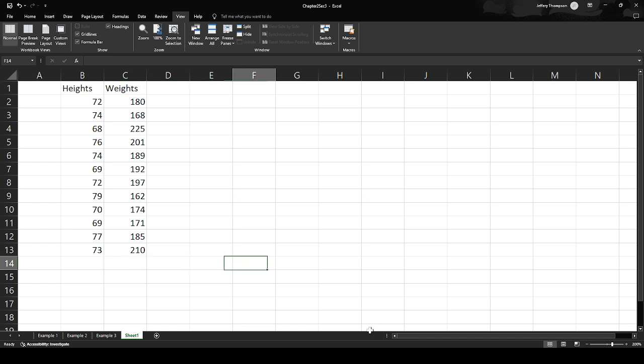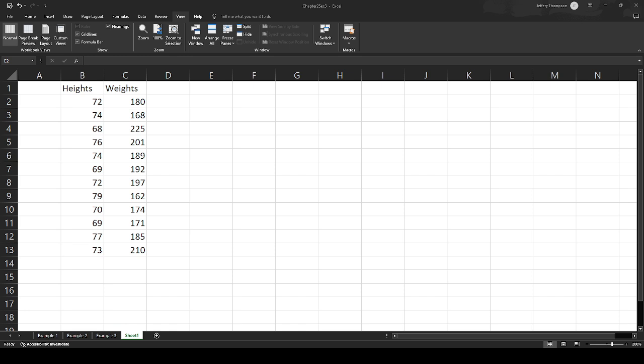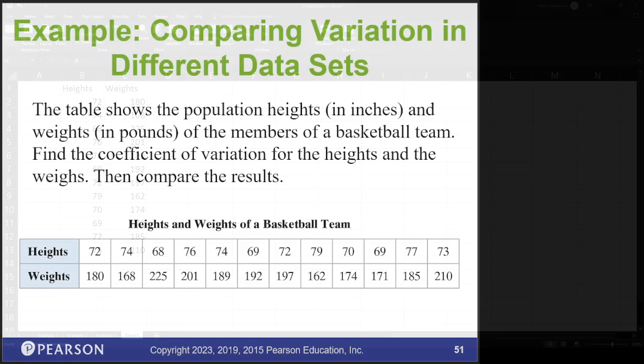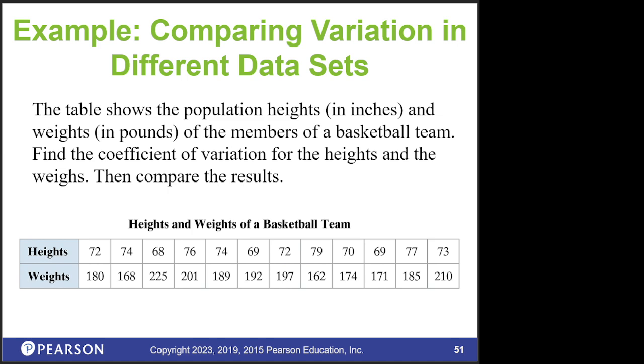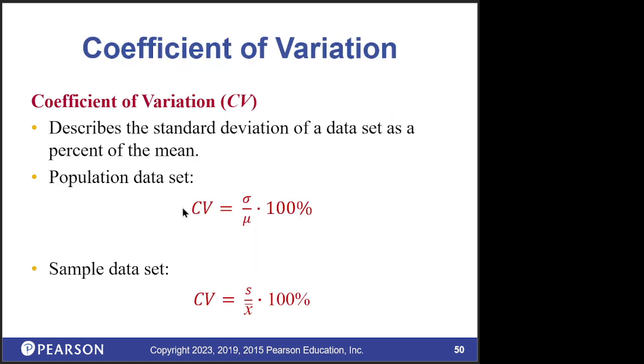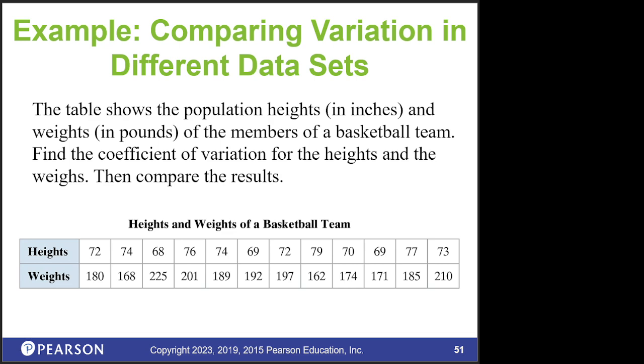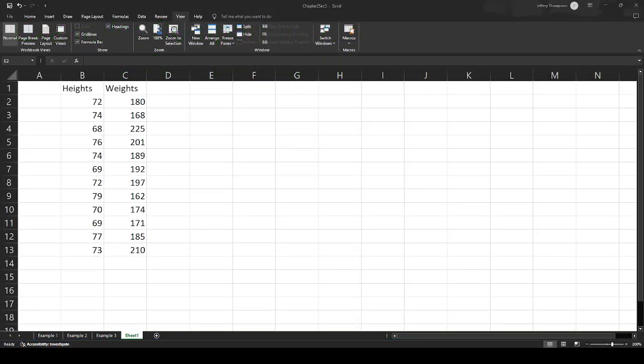All right, so what we want to find is the coefficient of variation for the heights and weights. If we come back to our equation here, there are the heights and weights that I plugged in for the basketball players. Our equation says the coefficient of variation is the standard deviation divided by the mean. So we need to calculate the standard deviation and the mean for both sets of data.